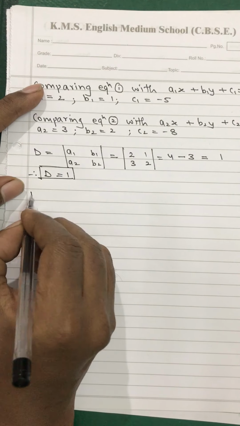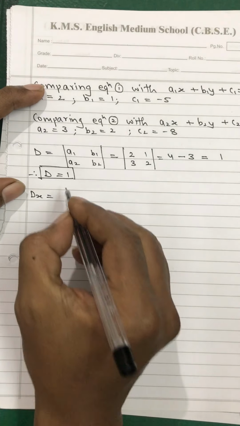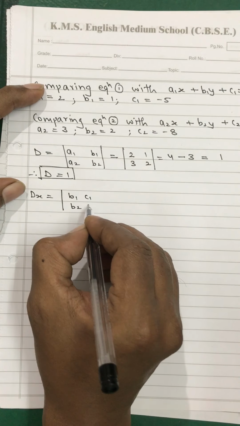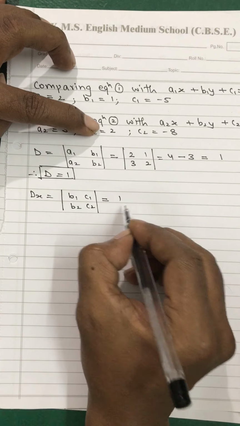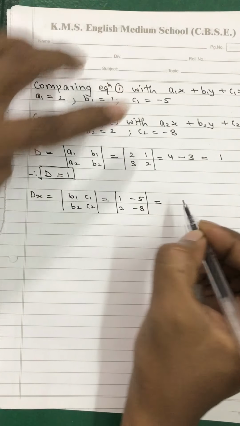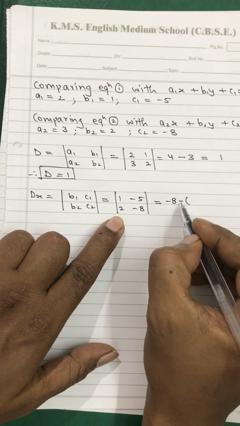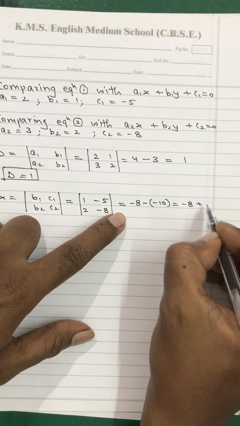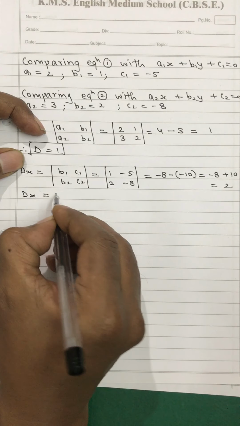Fine. Then I go to find dx. Now because C1 C2 is on the left hand side, I don't have to swap this. I will just write b1 b2 c1 c2. So b1 b2 is 1 2, c1 c2 is minus 5 minus 8. This will become 1 into minus 8 will be minus 8, minus of the formula 2 into minus 5 will give me minus 10. This will become minus 8 plus 10. This will be equal to 2. So I get dx is equal to 2.